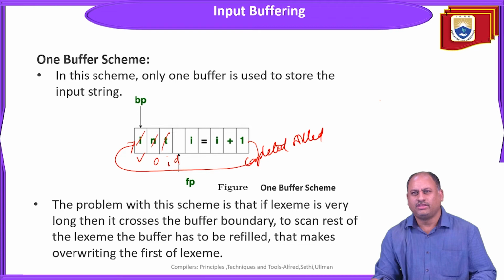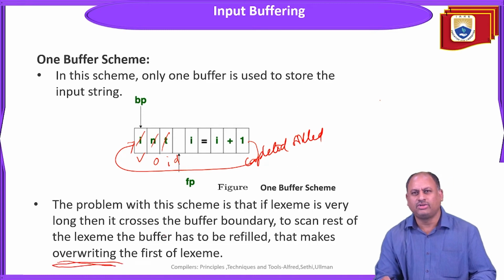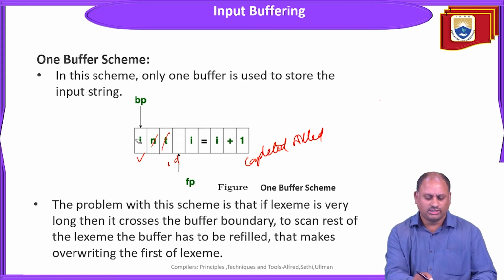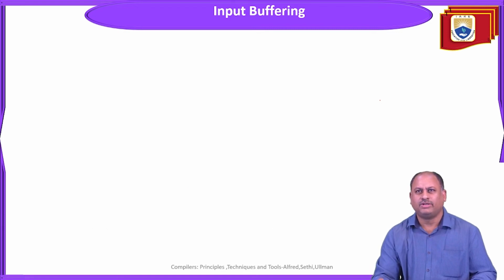So the length of the lexeme, that means the characters which are available, is more compared to the buffer size. Here the buffer capacity is very small and the length of the lexeme is more. So in such situations, the previous existing contents are overwritten, and then once again the recognition of the tokens takes place. So in order to avoid this, a two buffer mechanism is to be implemented.